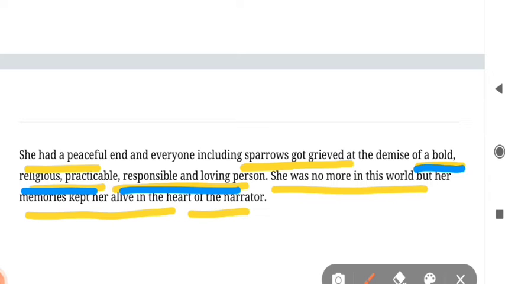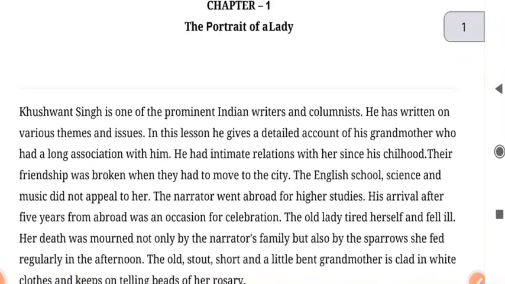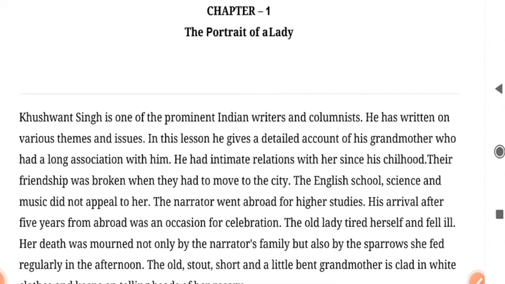So the grandmother controlled her emotions, as she was very attached to the narrator. Still she controlled her emotions so that the narrator would not get weak and could carry out his career in a positive manner. And the sketch of the lady that the narrator has tried to draw here is very strong: how she maintained her life, how she took care, and how she ended her life is very thoughtful, right? So this is what the whole chapter is about.